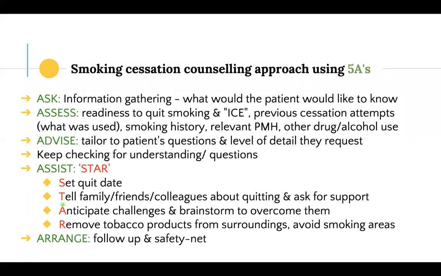And then, like I said, explore their previous attempts at stopping, what worked, what didn't work, explore their smoking history, when they started, how many they smoke a day, relevant past medical history. So for example, if they've got hypertension and diabetes and are really a vasculopath, then you could use that to your advantage by explaining that smoking is just going to worsen their arterial disease. And then other concomitant substance use.